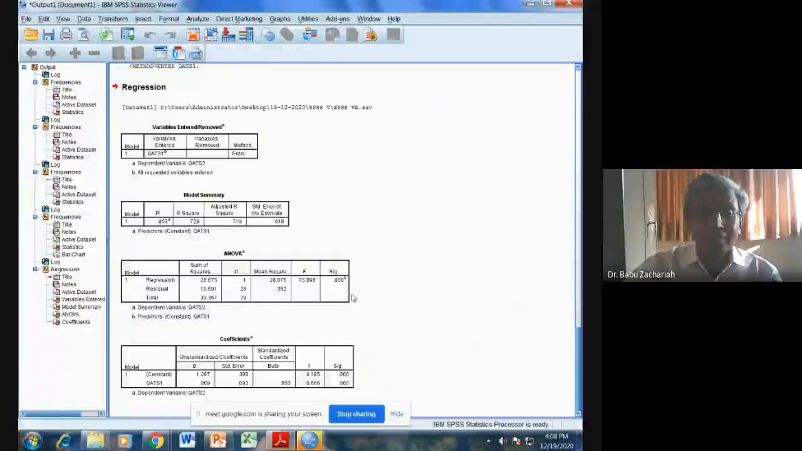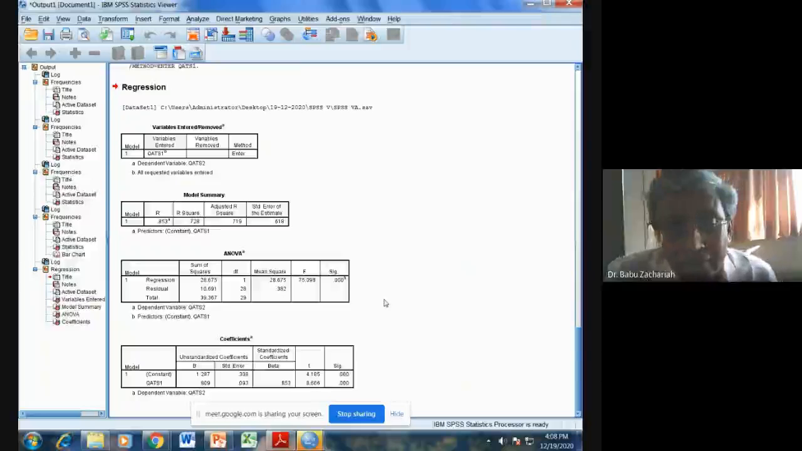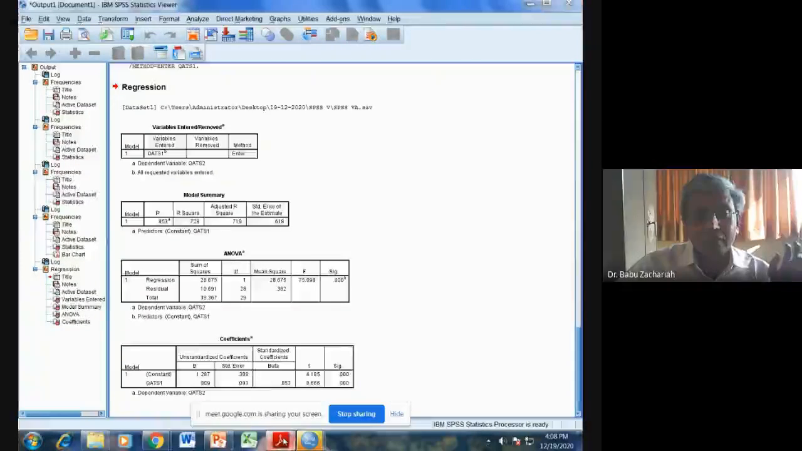So many tables it writes out. Look at the last table. The constant, that is A, is 1.287, and the QATS1 coefficient, that is B, is 0.809. So A is 1.287, B is 0.809. So the line of regression will be y is equal to 1.287 plus 0.809 times x. That's the line of regression.